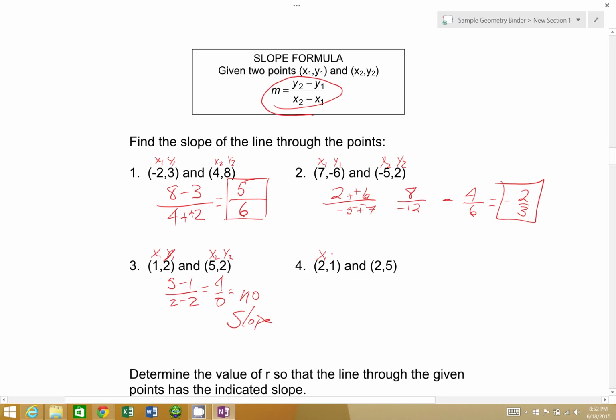Next, x1, y1, x2, y2. 5 minus 1 over 2 minus 2. And I need to go back to this other problem over here because I realized I made a boo-boo. It happens even to us perfect math teachers. I did my x's on top and my y's on bottom. I'm sorry.